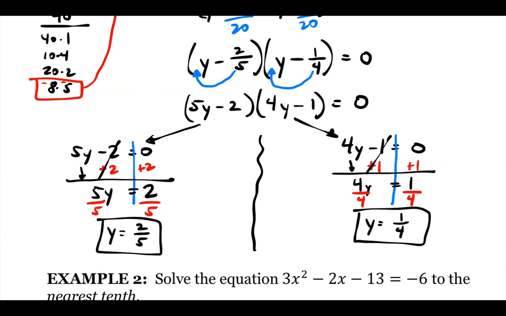So I hate that they use the letter Y for this one. I wish they used a different letter, because what are those two? Those two are my solutions, but what's another word for them? X-intercepts. They're my x-intercepts. They're very close to each other. 2/5 is 40 cents. 1/4 is a quarter. So a quarter and 40 cents are very close to each other. But that's where they would cross the x-axis, right?